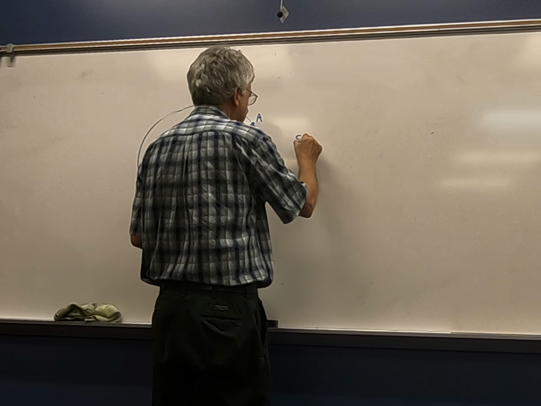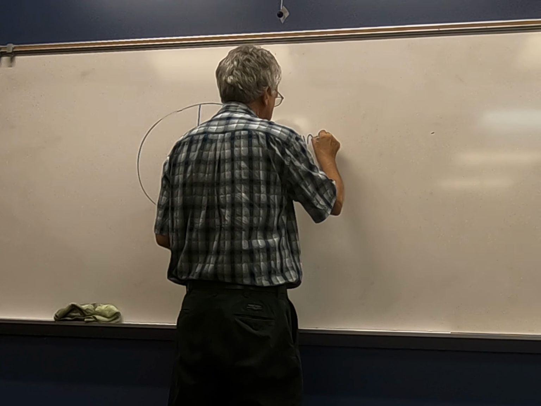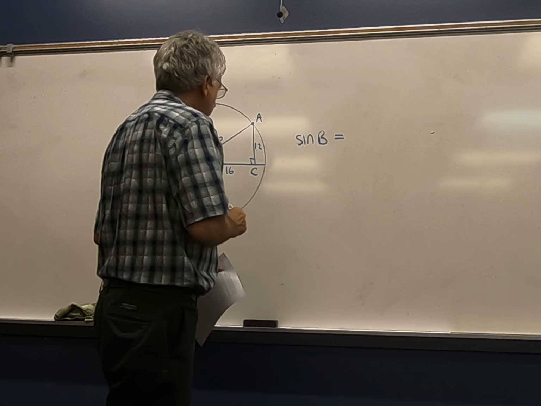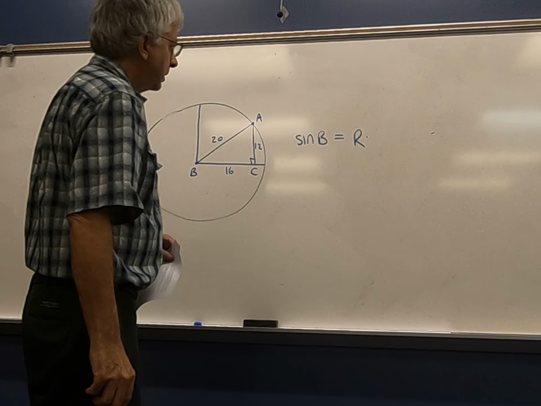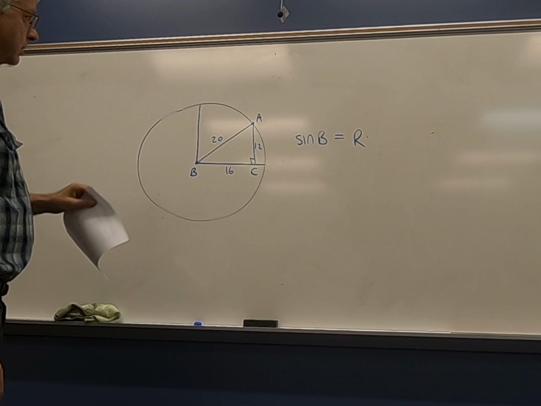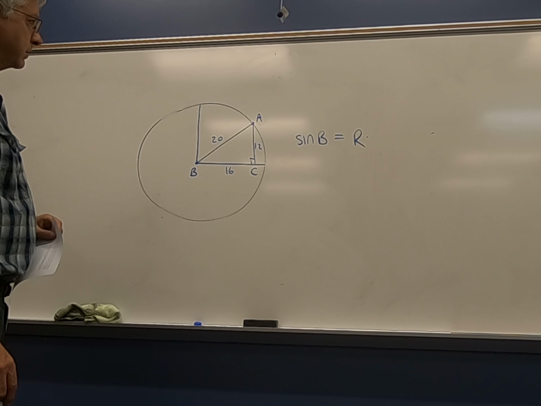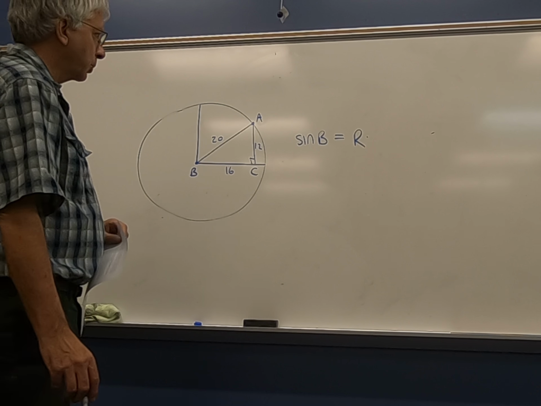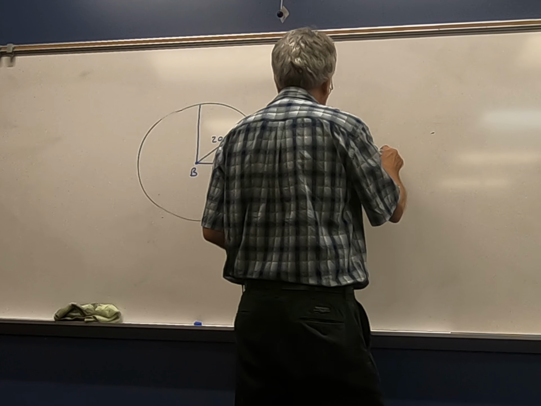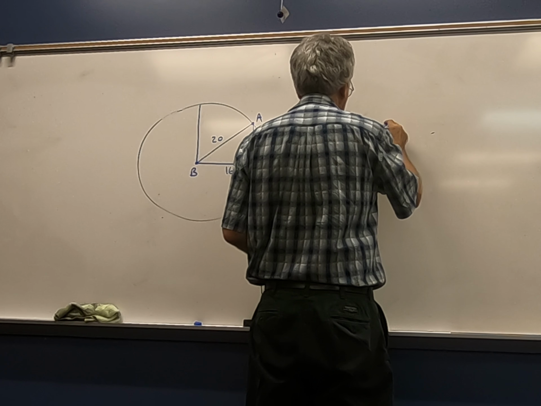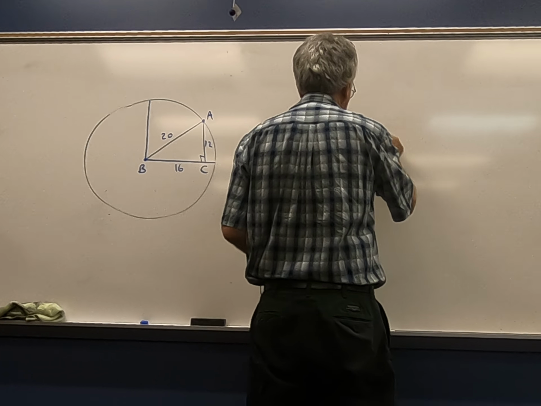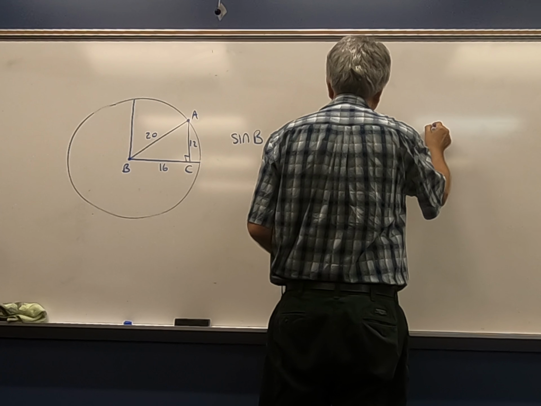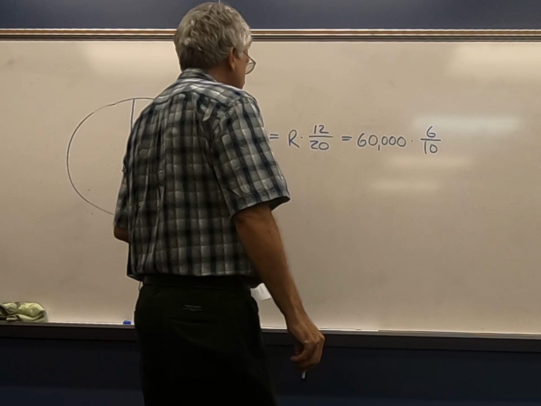So the sine of B is R, which is your radius, but that's not the radius of this circle. So, or if it is, it's divided into 60,000 different pieces. So we're thinking of R as being the total sine is 60,000. And then opposite over hypotenuse is 12 over 20. And so that's going to be 60,000 times 6/10. Oh, okay, that's not right, is it?